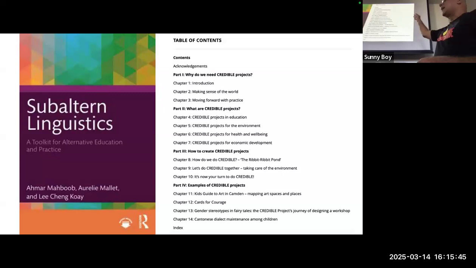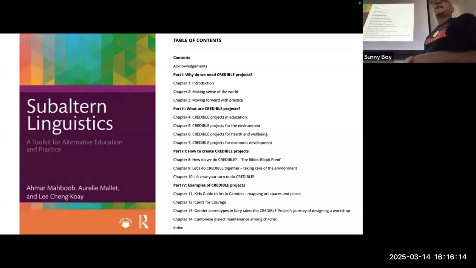Then part three looks at how we actually do it. Essentially, here we use the genre pedagogy. Chapter 8 is deconstruction of the ribbit pond and how we create a project. Chapter 9 is joint construction, where we work with the readers on creating a project together on environmental issues. And chapter 10 is the independent construction, pushing people out and getting them to do their own projects.